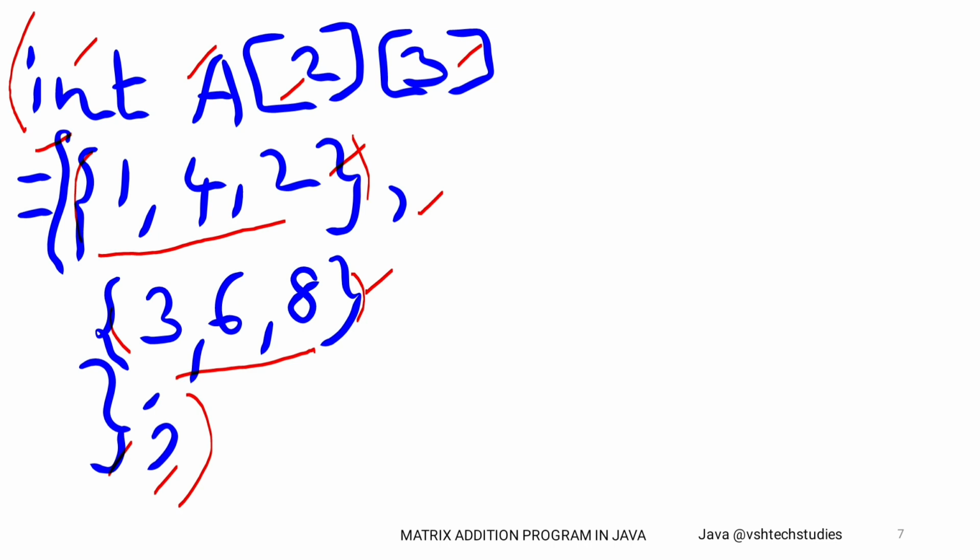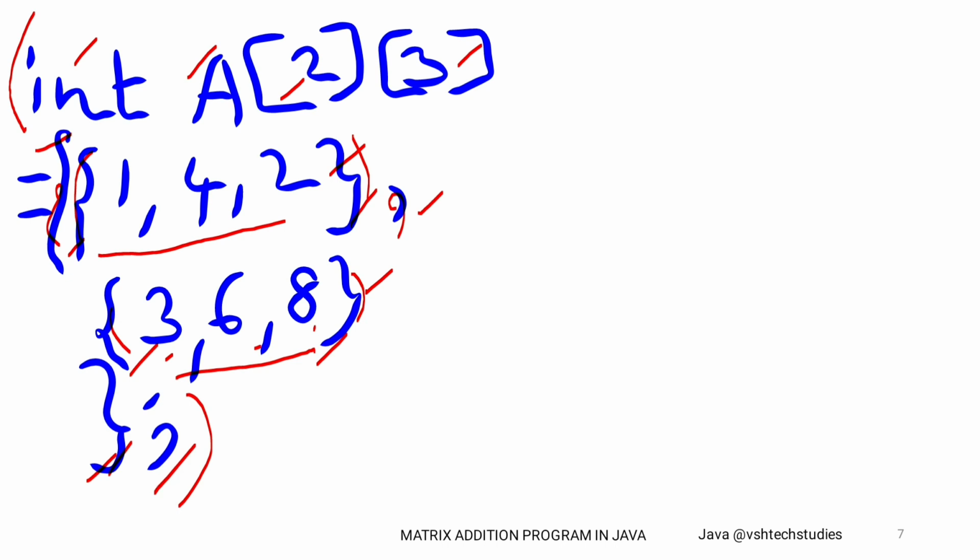So int space A in bracket 2, then in bracket 3 equal to flower brackets. This is a flower bracket. So one more flower bracket. Within one set of flower brackets, first row elements are specified. Then comma. Within another set of flower brackets, second row elements are specified. So this is end of structure, end of instruction.